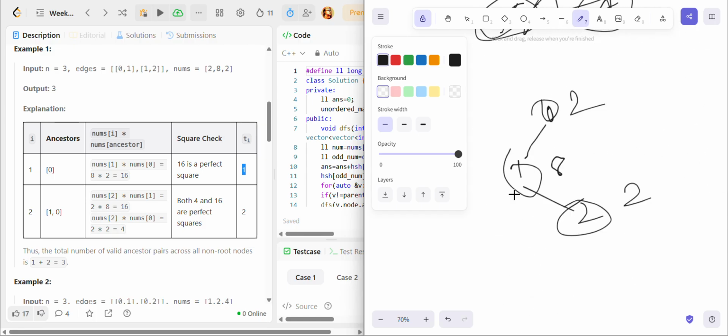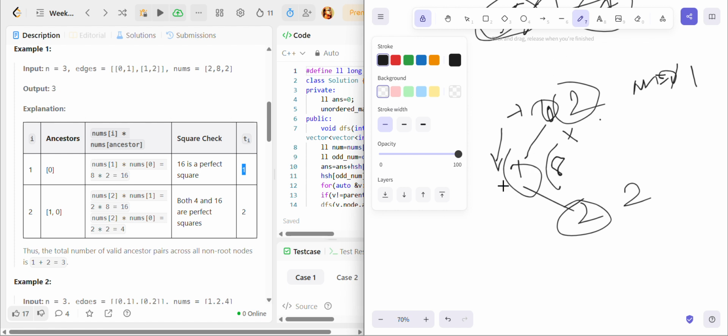Okay, and in this tree, let us see. First of all, the answer is 0. Now for the 0th node, there is no ancestor, so the answer will remain 0. Then we will come to the first node. The value is 8 and its ancestor value is 2. So the multiplication of 8 into 2 gives 16, which is a perfect square. So the answer will be updated to 1.